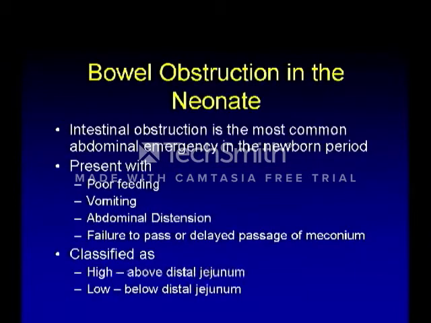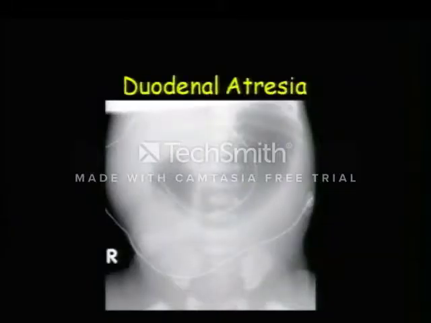Intestinal obstruction is the most common abdominal emergency in the newborn period, and these patients present just as you would expect, with abdominal distension and poor feeding and vomiting. And we try to classify them as either high, which is above the distal jejunum, or low, which is below the bubble. Again, air is great contrast.